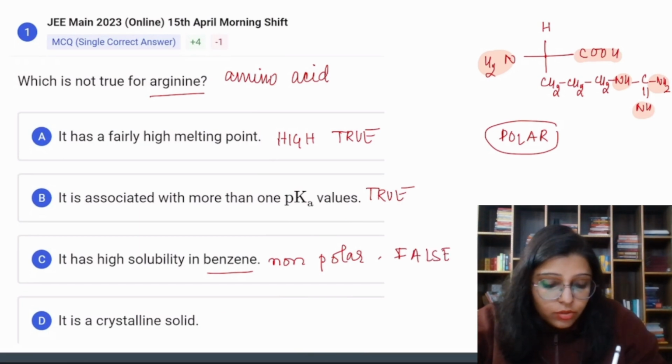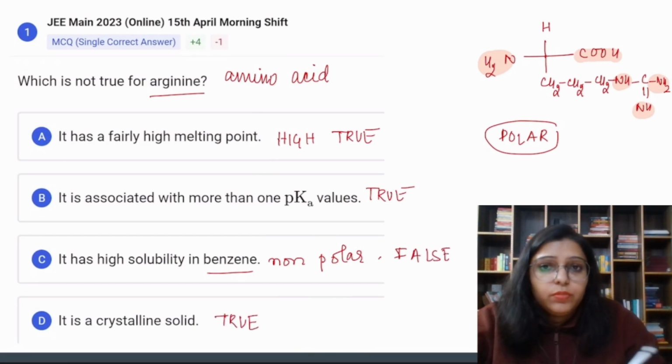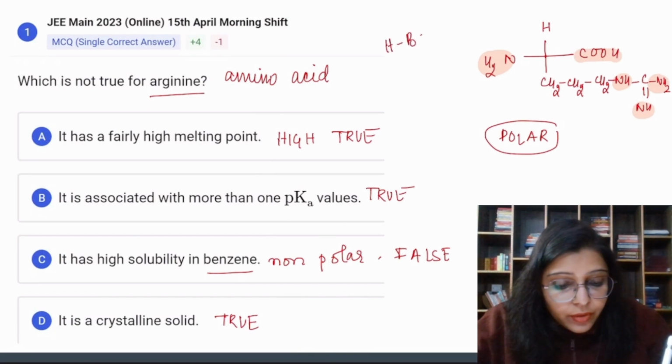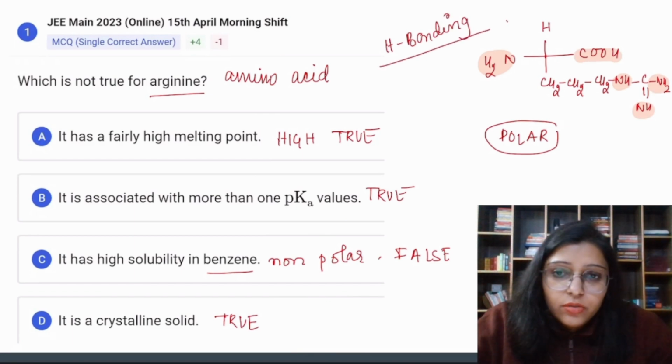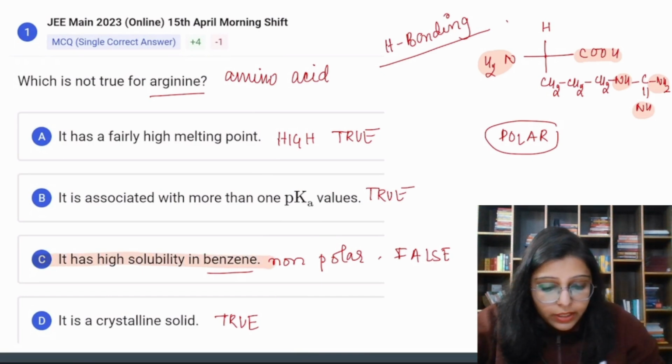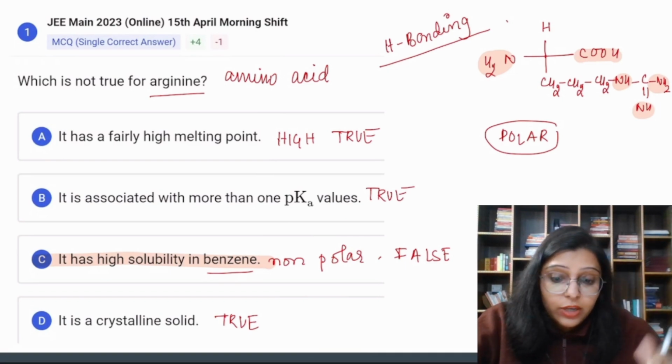Now, it is a crystalline solid: true, because we can have hydrogen bonding, right? Melting point is high because of hydrogen bonding, and it exists as a crystalline solid. Okay, so what is going to be the answer? It has high solubility in benzene. It is not true with respect to arginine.